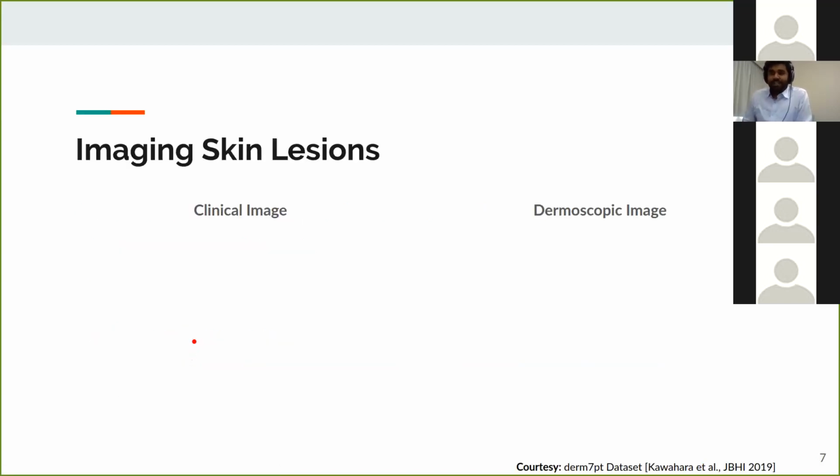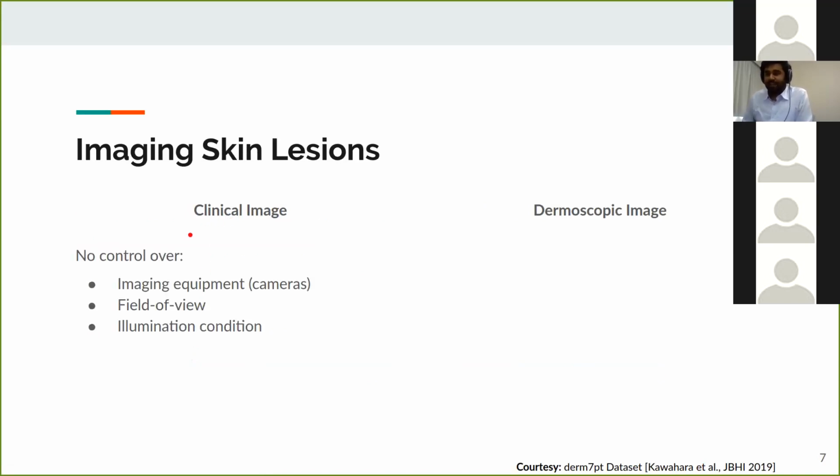Next, we'll look at how skin lesions are imaged. The first type is clinical images, which are relatively easy to acquire. They have typically no control over the imaging equipment, the field of view, or the illumination condition. The other type, dermoscopic images, sort of address all these problems.